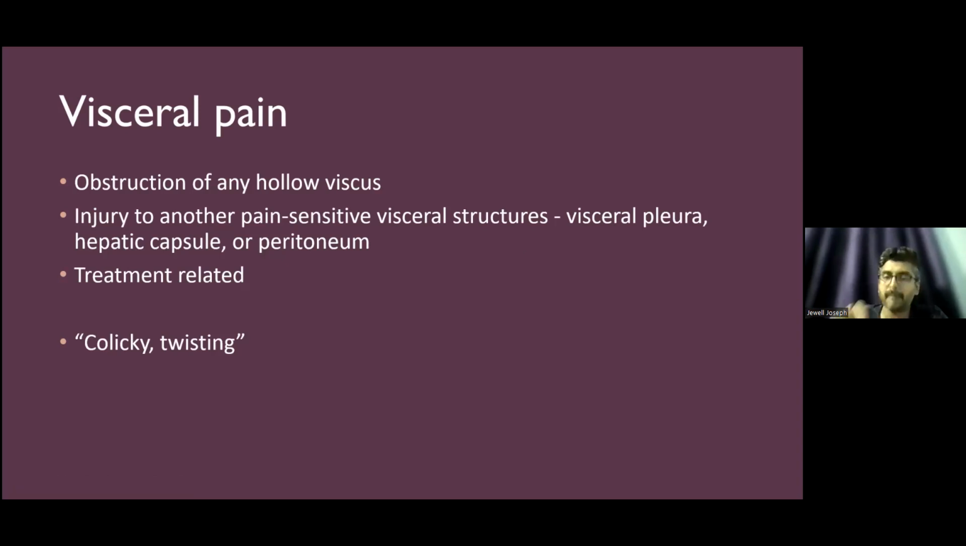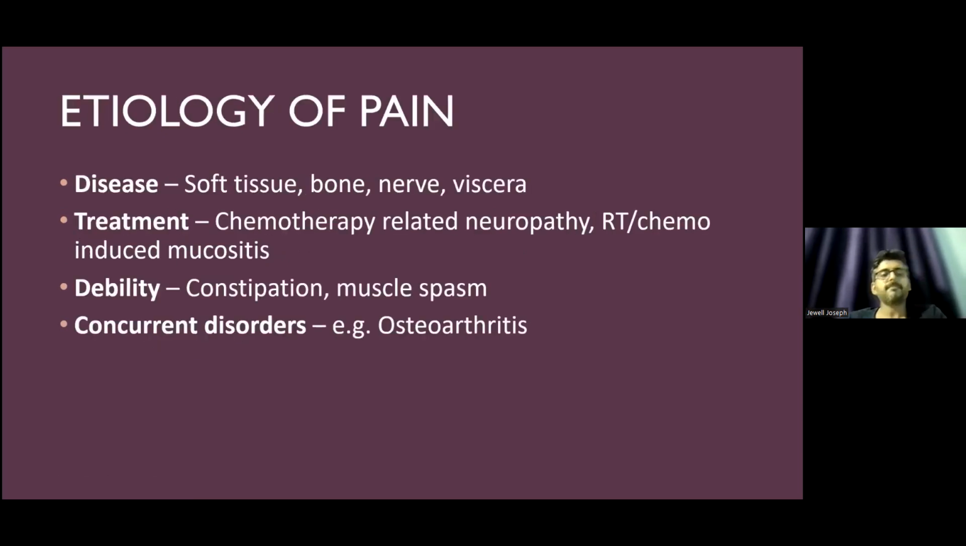Pleural pain may be described as a pricking kind of pain. Hepatic capsule pain can be described as a dull aching pain also. But generally, if a hollow viscus is involved, colicky and twisting pain is a typical description of the pain. So, these are the various types and pathophysiology of pain.